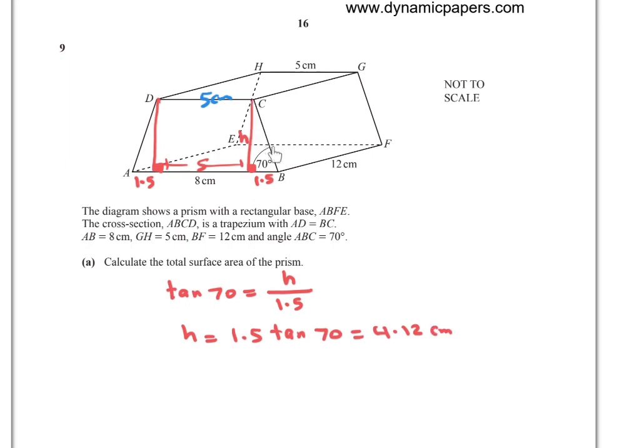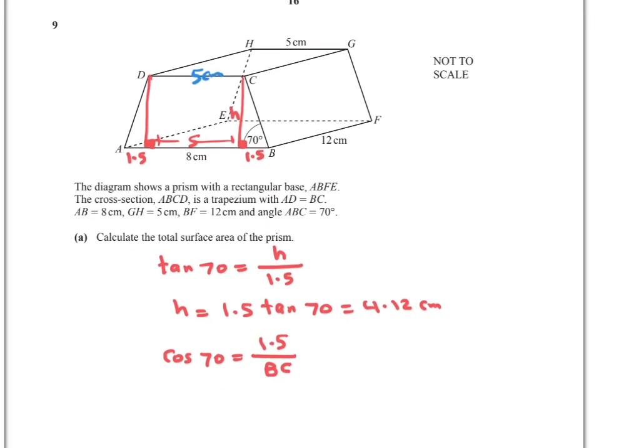And also we can find BC. Now we have the adjacent and we need to find the hypotenuse. So cosine 70 equals the adjacent 1.5 over the hypotenuse, which is BC. So BC equals 1.5 over cosine 70 equals 4.39 centimeter to 3 significant figures.